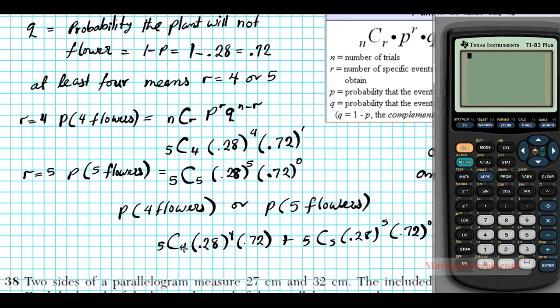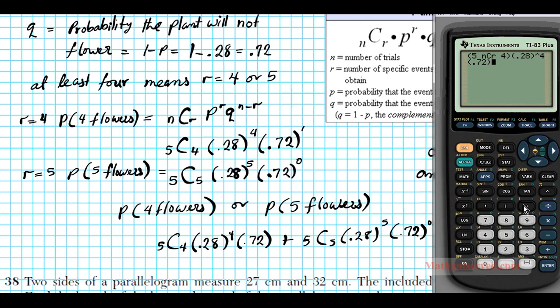Let's see. So we're going to enter 5 choose 4. There are two ways you can gain access to the combination function. You can go to the catalog, second function catalog, press N, and go to nCr, or you can go to math, then probability, and you have combination right there. The syntax is as follows: you have to enter the first number first. So 5, then the math menu, probability, option 3, 5 choose 4 times 0.28 raised to the 4th power times 0.72.